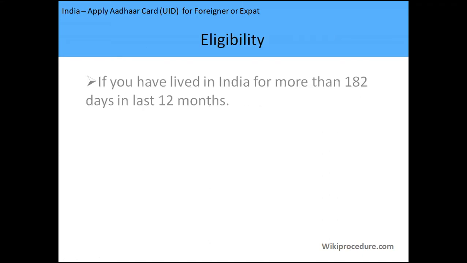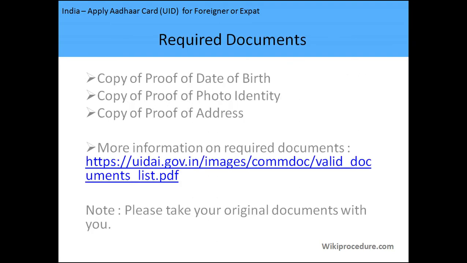Eligibility: if you have lived for more than 182 days in the last 12 months, that is 6 months in the last 12 months, then you are eligible for applying for an Aadhaar card in India. Required documents: a copy of proof of date of birth, a copy of proof of photo identity, and a copy of proof of address.